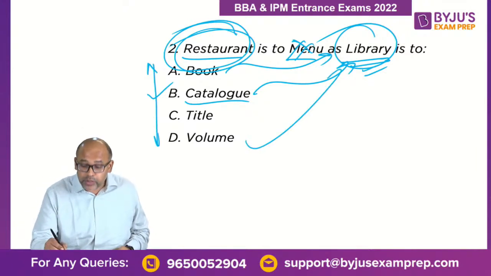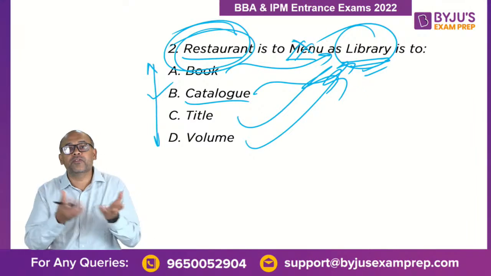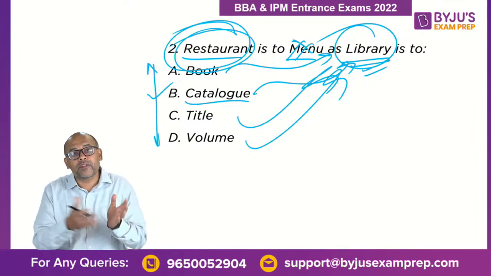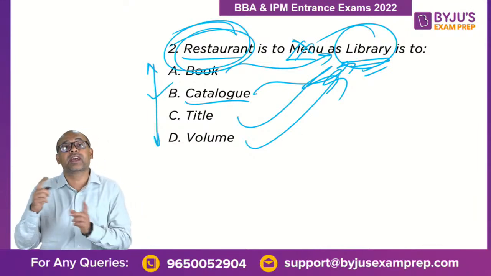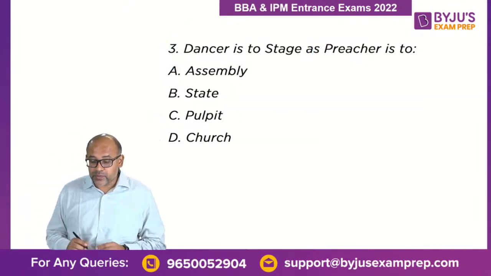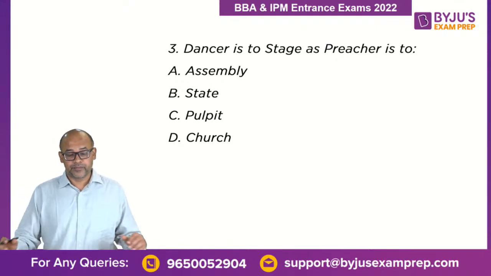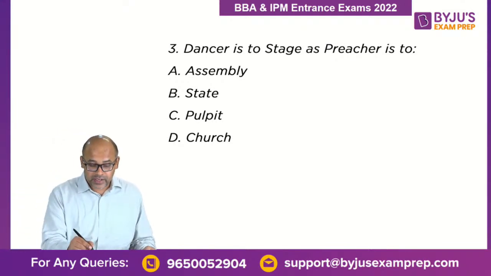In fact, volume is also connected, title is also connected. Title is for a book, volume is also for a book. All of them are connected to a library, but those are not your answers. Only one of them follows the correct path. Let's look at the next one. Look at this. This is a good question. Let's see how many of you give the correct answer for this.